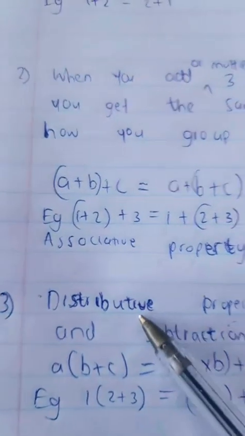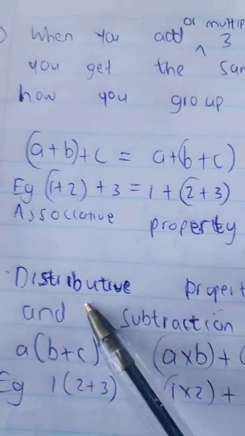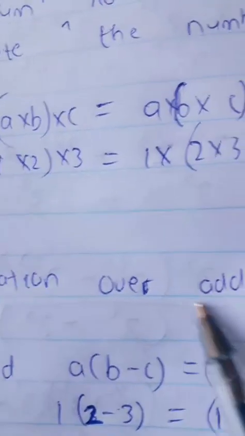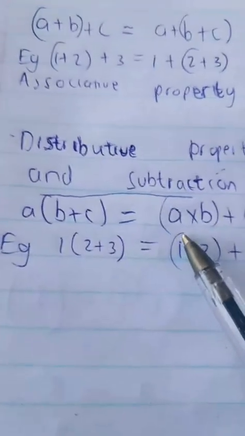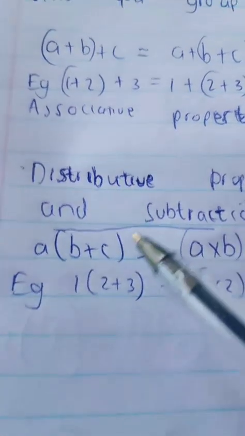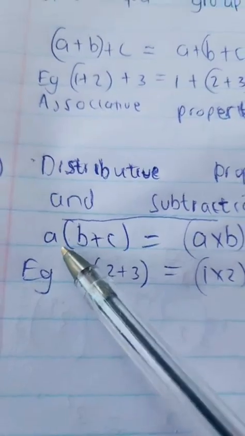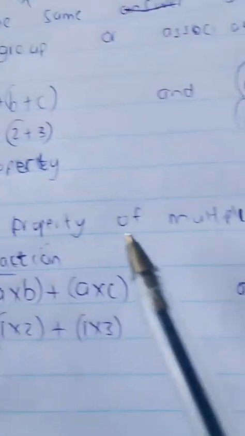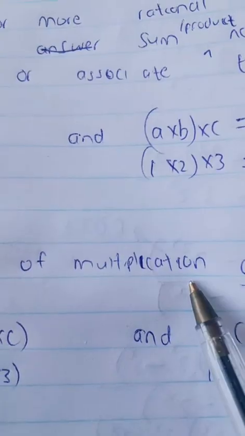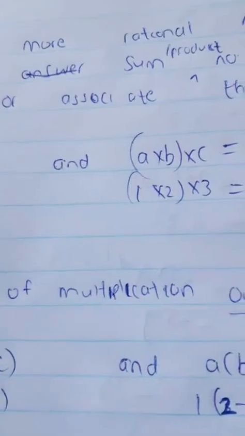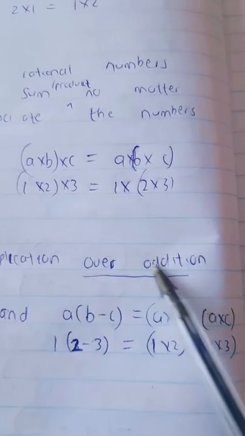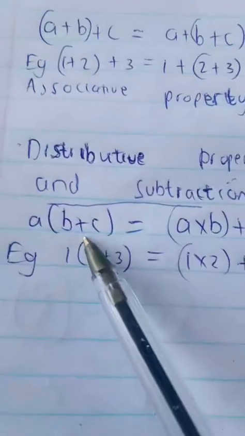Okay, so distributive property of multiplication over addition and subtraction. So we're going to look at the distributive property. If we look at it closely, it's the distributive property of multiplication. The distributive property only applies to multiplication, but it's over two things. Firstly, it's over addition. Let's look at over addition.